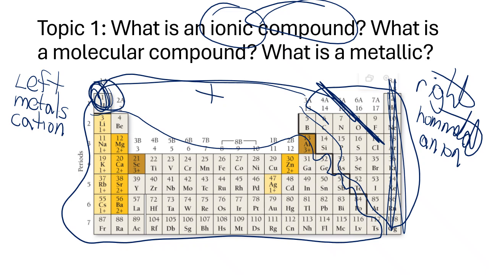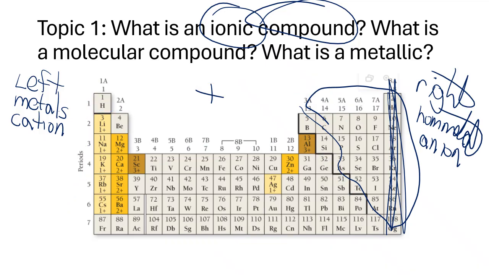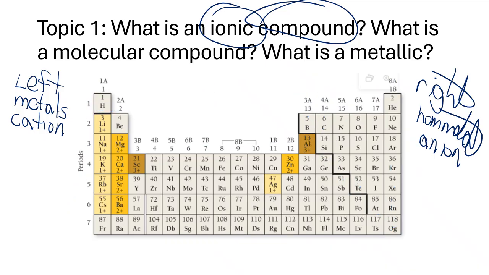Also notice the charges that are on this periodic table, where we have alkali metals as a +1, alkaline earth as a +2, silver +1, zinc +2, and then aluminum is a +3.